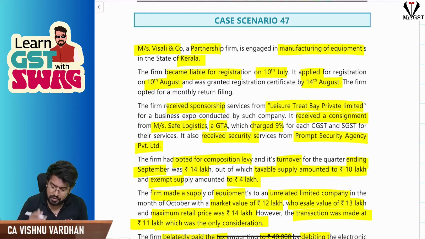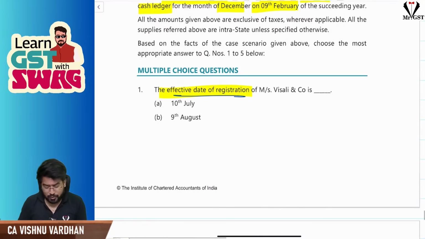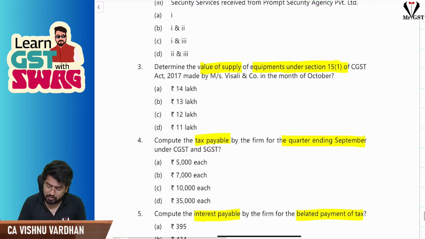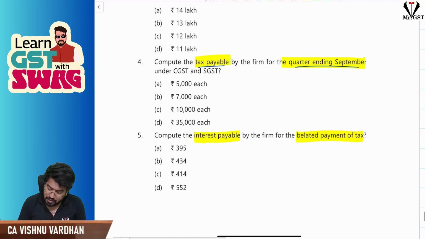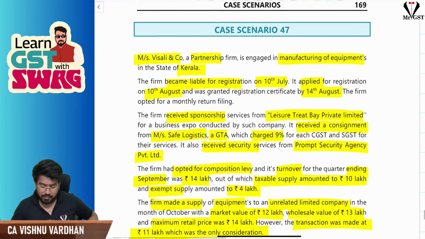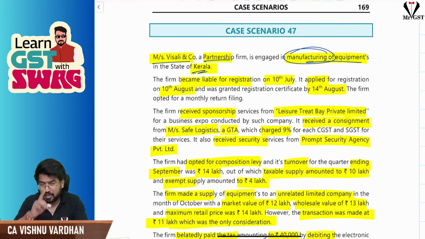So next case scenario, if you see, they're asking again effective date of registration, services availed which are taxable under reverse charge, value of supply under section 15 subsection 1, tax payable for the quarter ending September, interest payable for delayed payment of tax. Okay. Here there are two mistakes in this particular case study actually. So if you see, this is Visali and Co., partnership firm manufacturing equipments in Kerala. Manufacturing is important here. Okay, this fellow is a manufacturer.